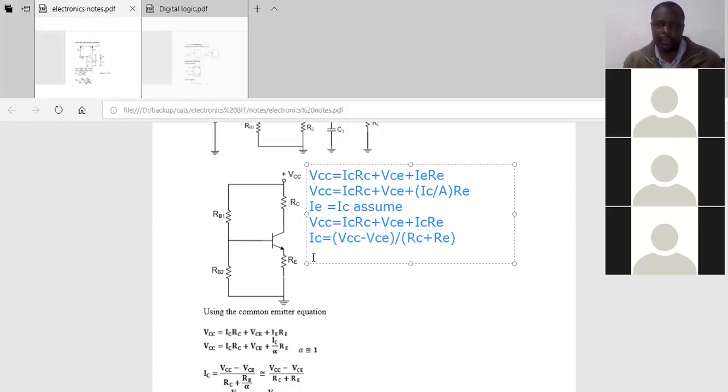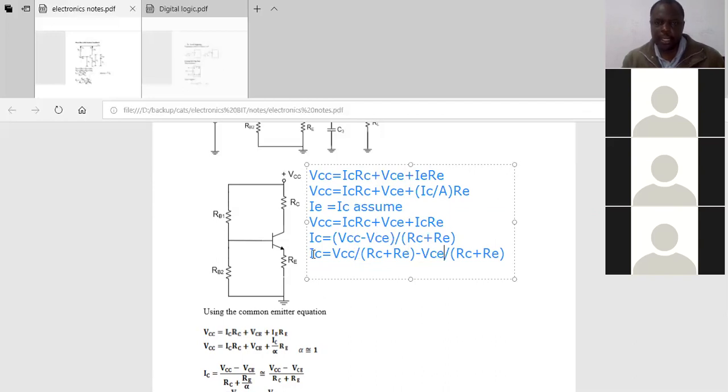But now I want us to use that. And how do you use it? We'll have VCC on its own, divided by RC plus RE, and also VCE divided by RC plus RE. That equation is in order because we are just taking the denominator to be common, and it is still fine.